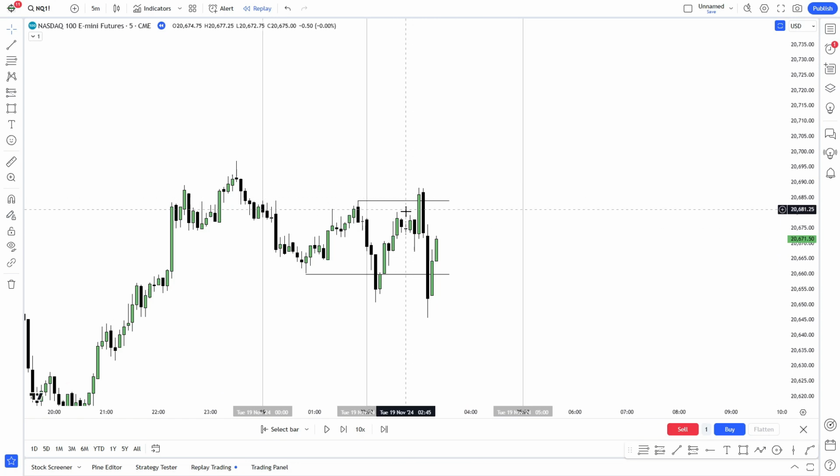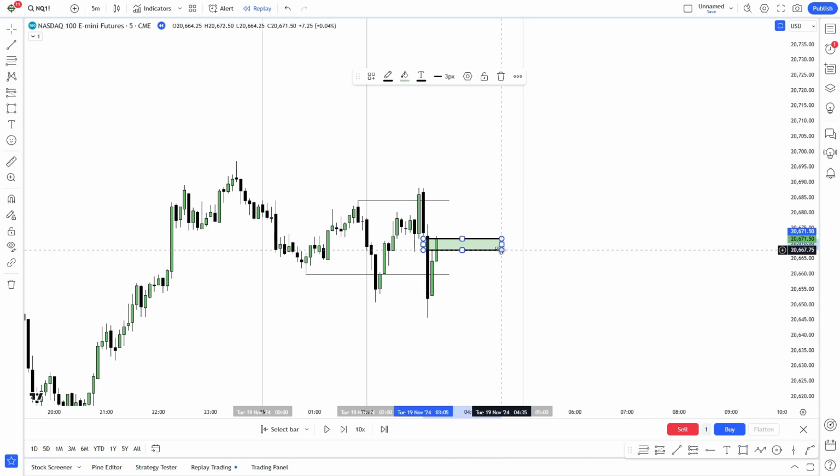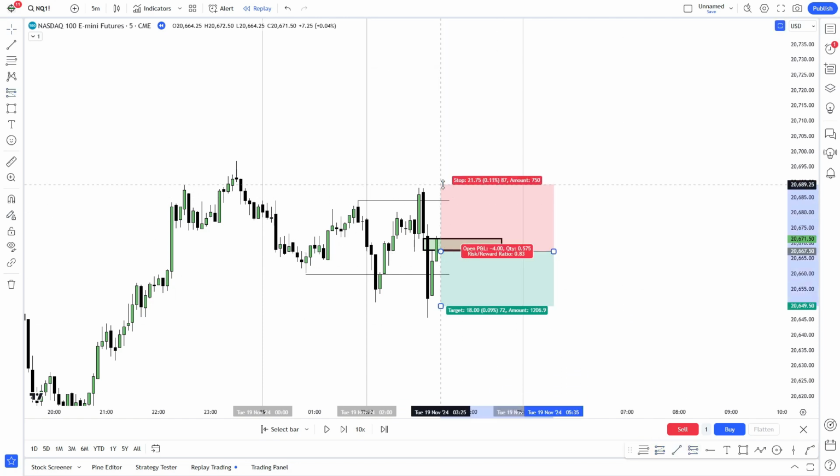And then now we'll be looking for a PD array to enter off of. So can you see that gap between this candlestick and this candlestick here? We have a fair value gap right there. So we can be looking to go short right there for a retrace into this area. So looking to go short right here, stop loss above the swing high.